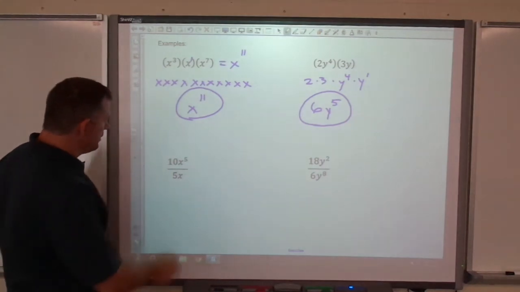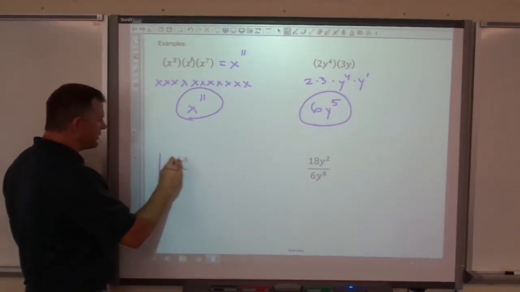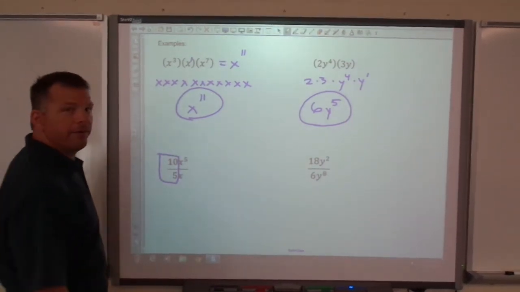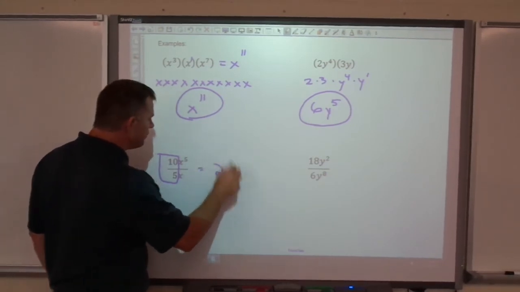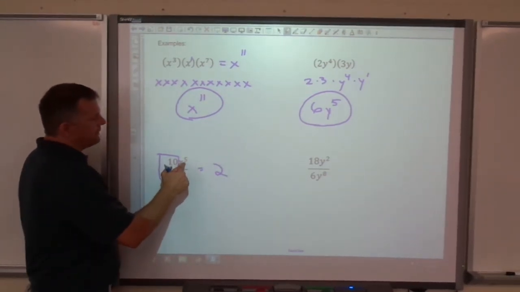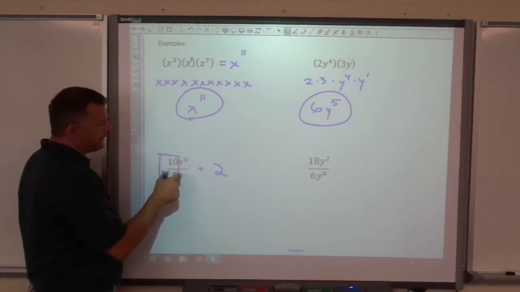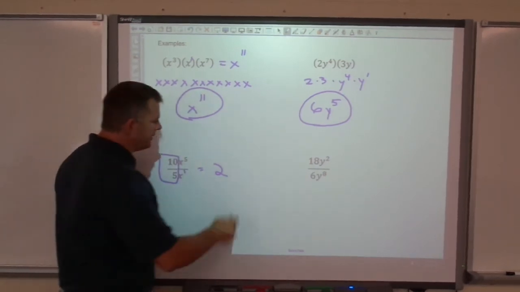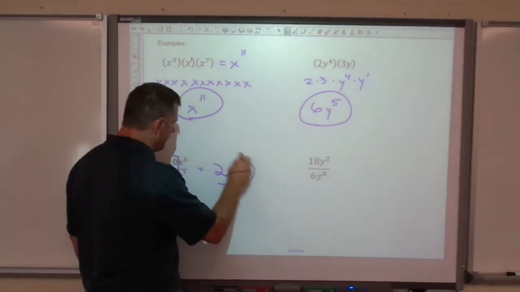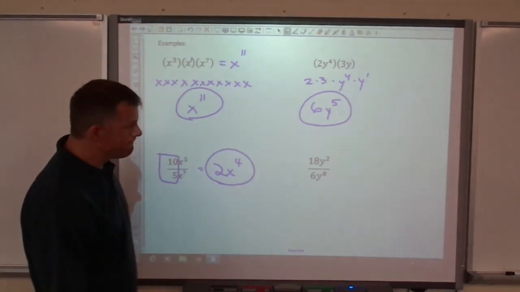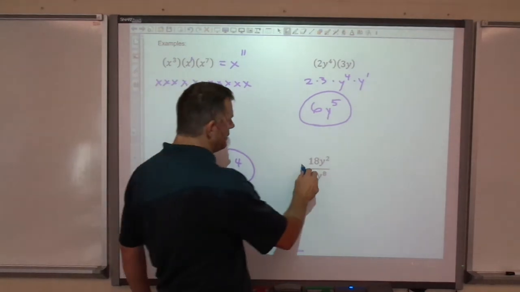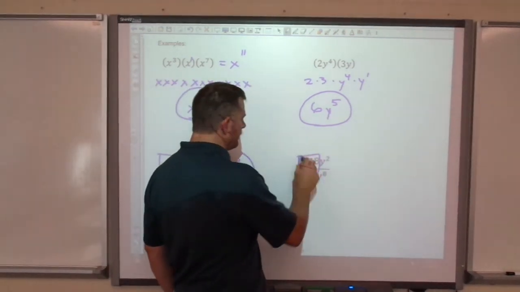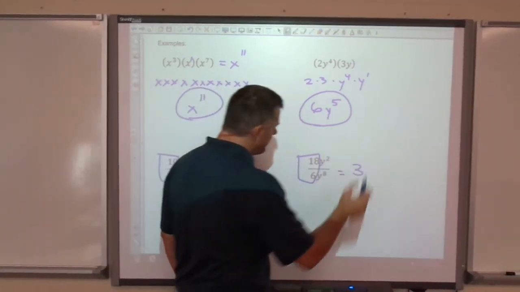Here's some division. First we look at the big numbers, the coefficients. 10 divided by 5. That's an easy one, that's 2. And x to the 5th divided by x to the, oh, there's nothing there. Remember, that's always 1. 5 minus 1 power, 5 minus 1 is 4. 2x to the 4th.